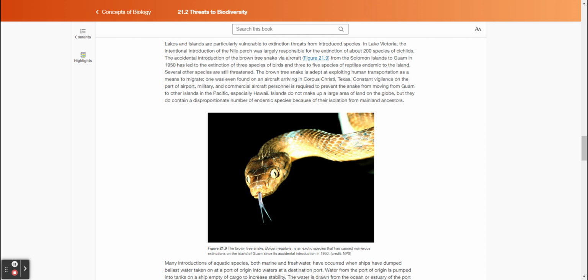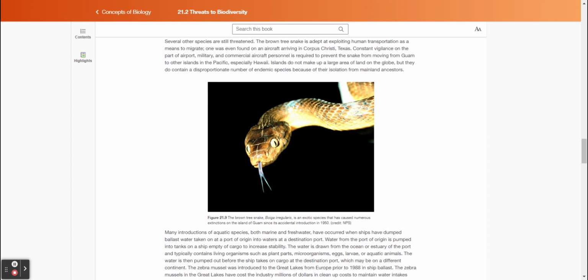Figure 21.9. The brown tree snake is an exotic species that has caused numerous extinctions on the island of Guam since its accidental introduction in 1950.